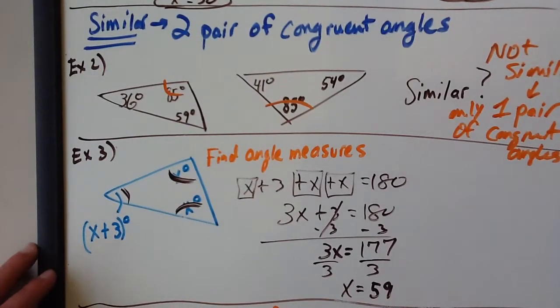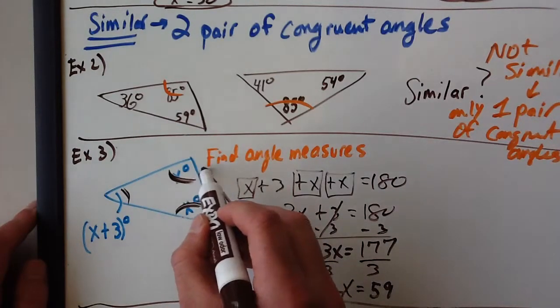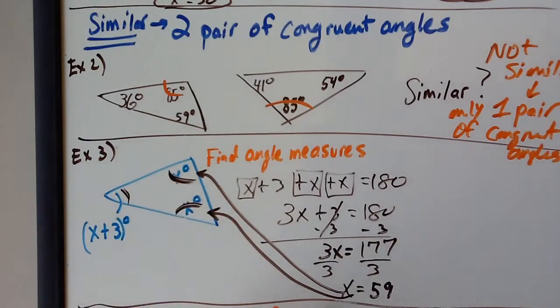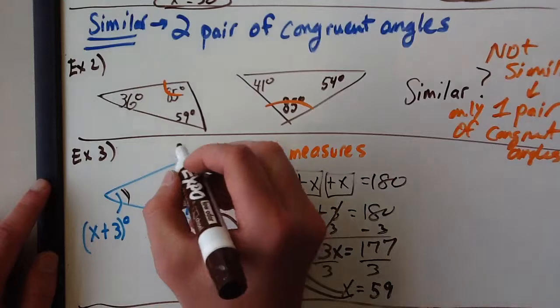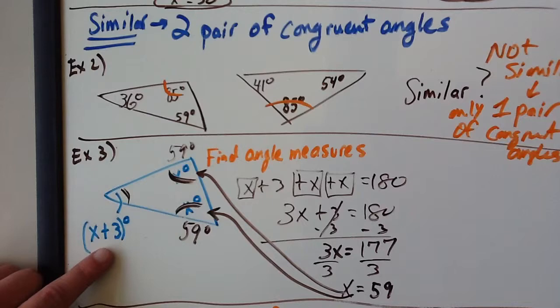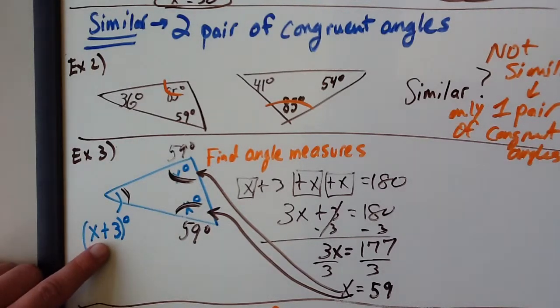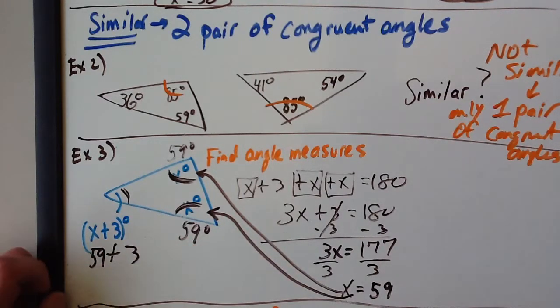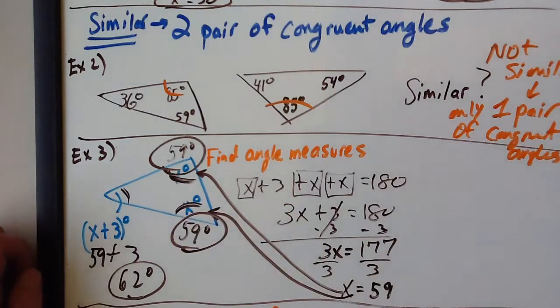Now that's not your answer. You're not asked to solve for x, you're asked to find the angle measures. So what you have to do is take x and plug it into all these expressions. These two angles were just x degrees, and if x is 59, those angles are both 59 degrees. This angle is not x degrees, it is x plus 3 degrees. So take x, which is 59, plus 3, and you get 62. So 62, 59, 59, those are the angle measures. If you add those three angle measures together, you should get 180 degrees.